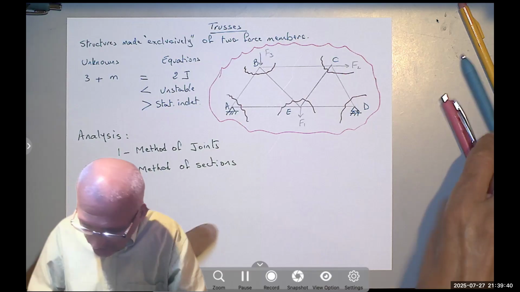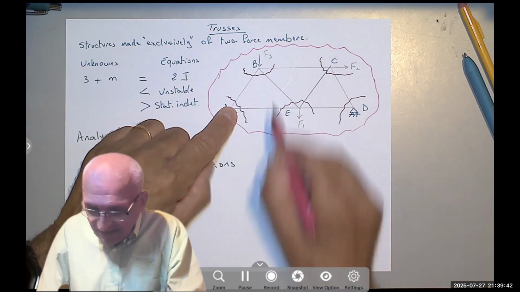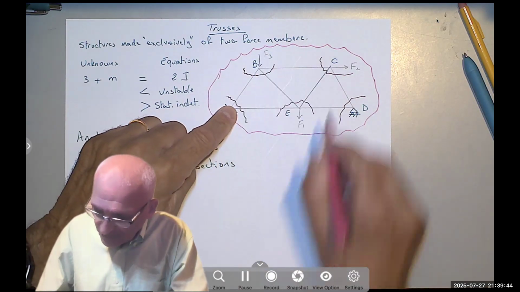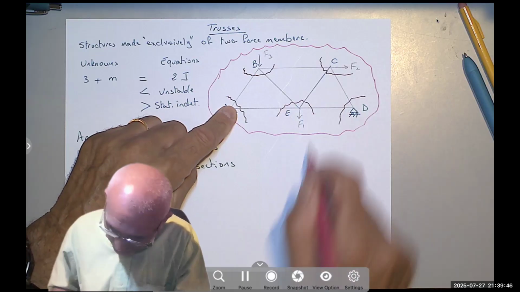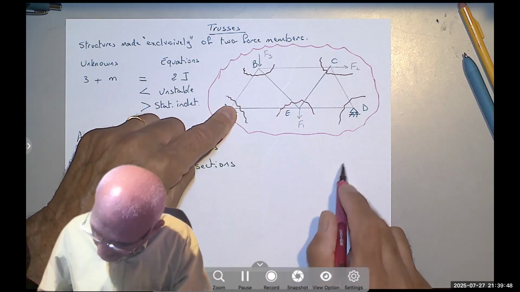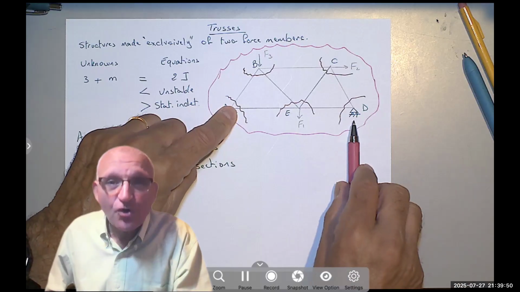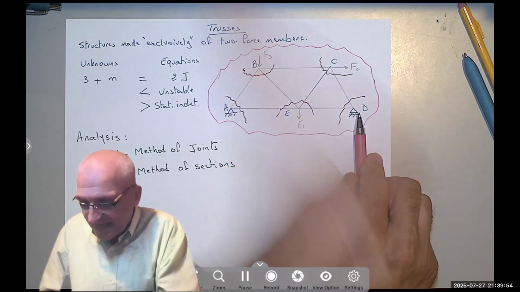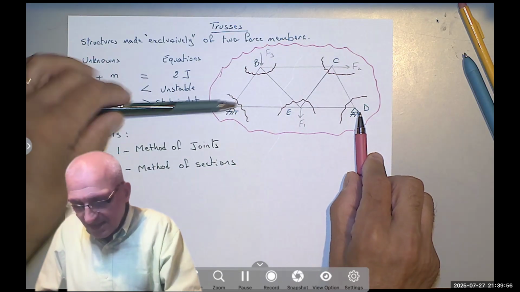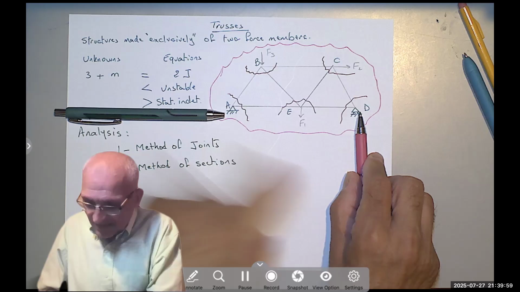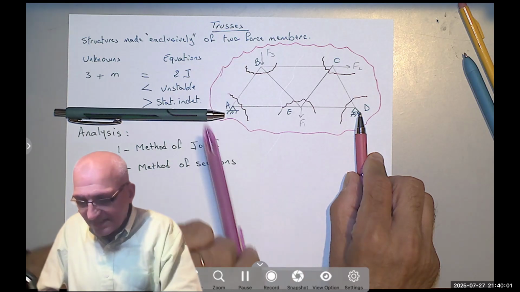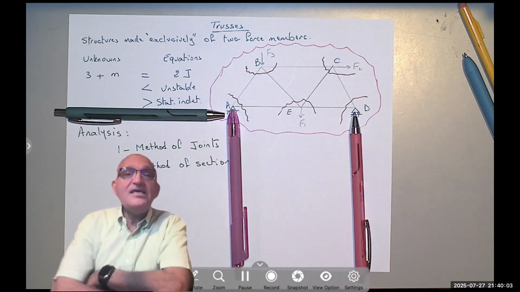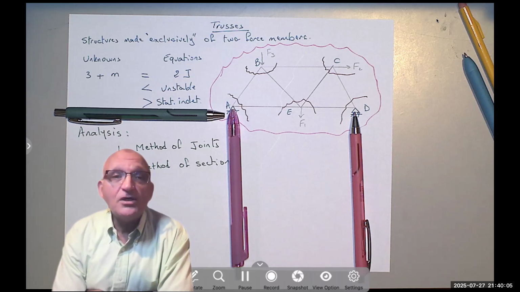Because now if I take the moment about point A, the moment that F1 produces, F2 produces, and dy produces, the only unknown is dy, so I can find dy. Sum of the forces in the x equals 0, I get ax. Sum of the forces in the y, now I know dy, equals 0, I get ay. So now the three reactions would be known.